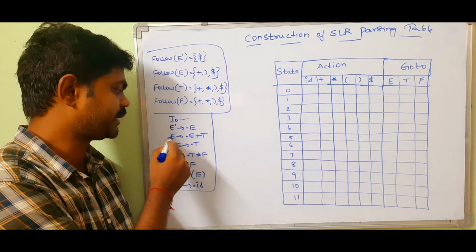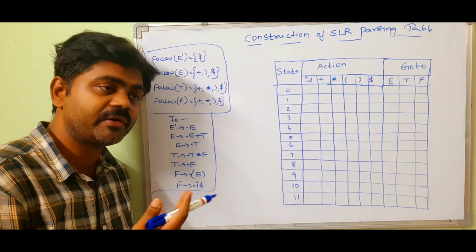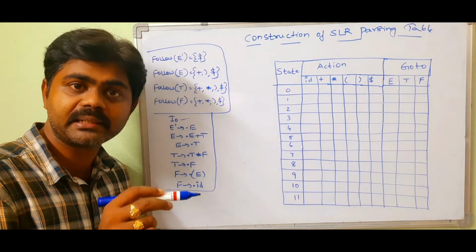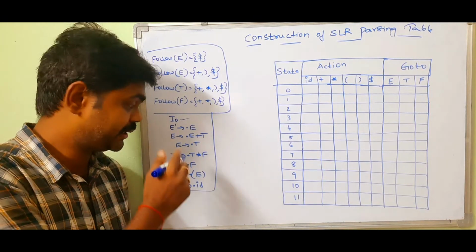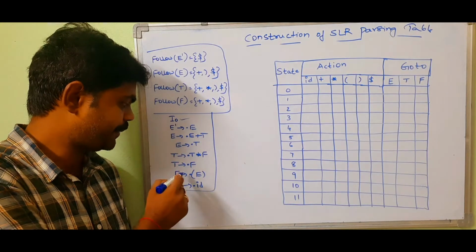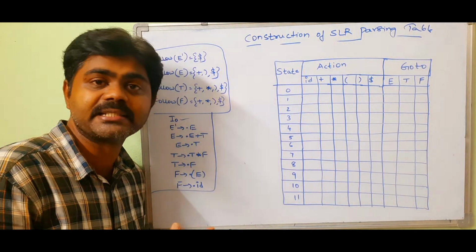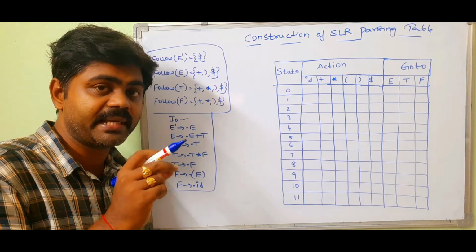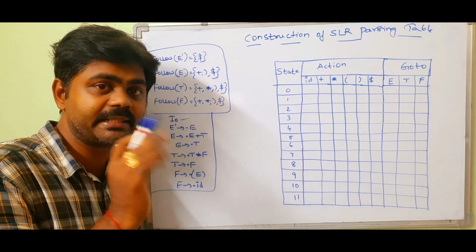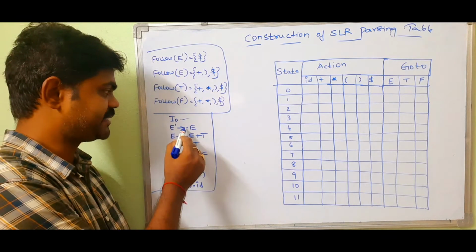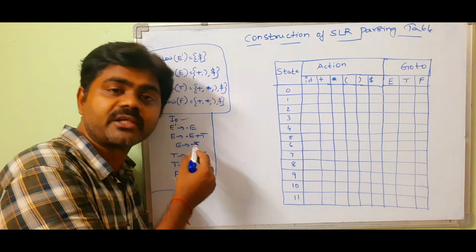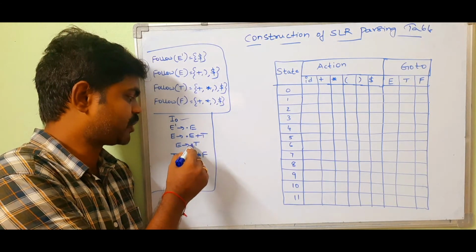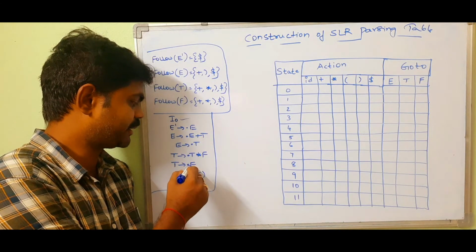So E' tends to dot E, E tends to dot E plus T. To apply the rule A tends to alpha dot A beta, after the dot we should have a terminal symbol. As I said, if you see the rule, the small a should be a terminal symbol. Here, in E' tends to dot E, after the dot we have a non-terminal, and after the dot T and F are also non-terminals.